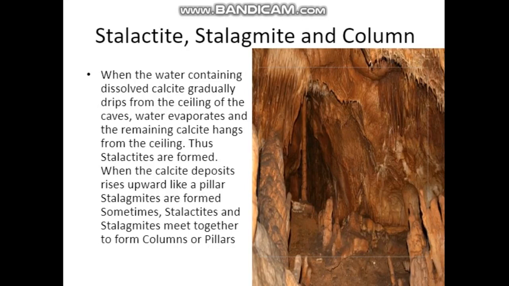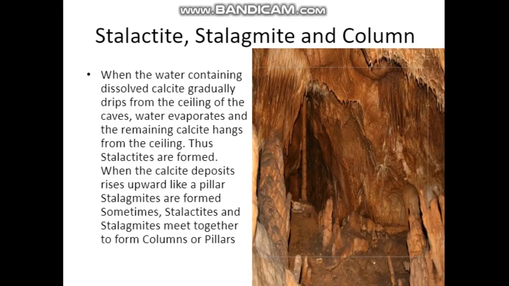Next one, under this: stalactite, stalagmite and column. So what are the subheadings for this? Depositional features of underground water: stalactite, stalagmite and column. What do you mean by this? When the water containing dissolved calcite gradually drips from the ceiling of the caves, water evaporates and the remaining calcite hangs from the ceiling. See, because of that, what was formed? Stalactite. It is like an evaporation from the top. We can see it is like a stalactite hanging from the ceiling.